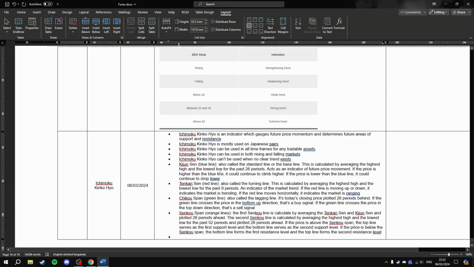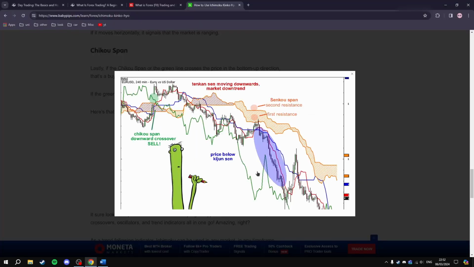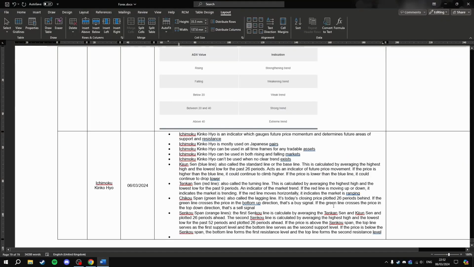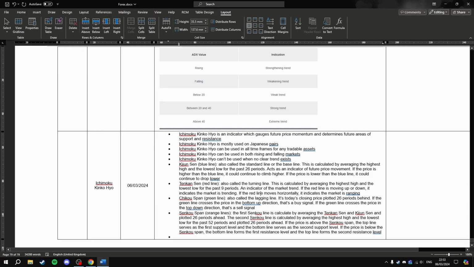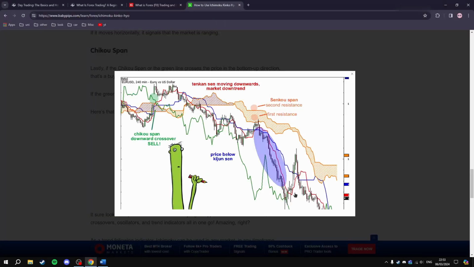Kijun Sen, the blue line. If the price is higher than the blue line, it can continue to go higher. So the price higher than the blue line, not really. If the price is lower than the blue line, it can continue to drop lower. Yeah, it is. So it keeps dropping lower. If the red line moves up or down, it indicates it's trending. So that goes up, and it goes downwards.